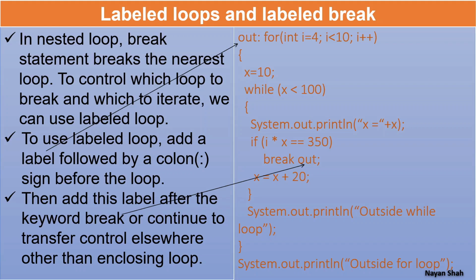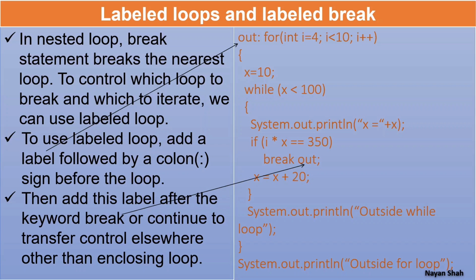Labeled loop and labeled break. Now when we are nesting loops and using a break statement within a loop, it becomes difficult for the program to understand what we want to break or which loop we want to break. So in a nested loop, the break statement breaks the nearest loop. When break is encountered, it will break only the nearest loop. But if we want to break the entire loop structure, then we need to use labeled loop and labeled break.